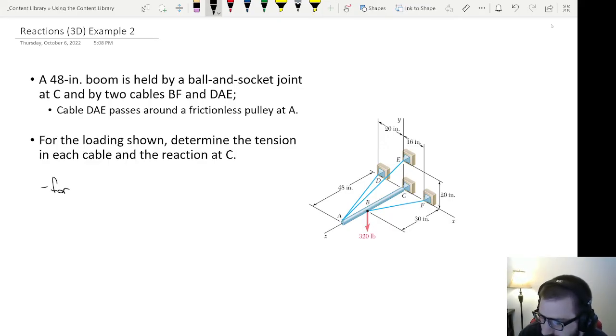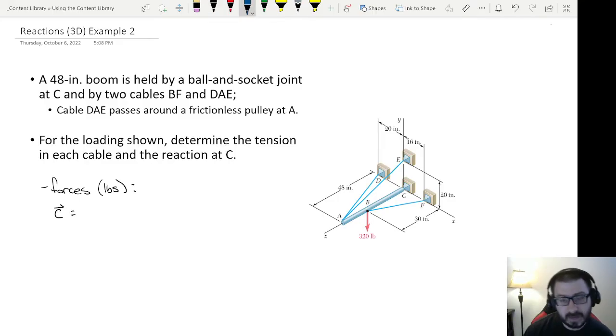Okay, so the first thing I'm going to do is take some time and describe the forces. I think it should go without saying that our forces are going to be in pounds, but I want to describe the force vectors that are going to be applied on this problem. The first thing I want to describe is my C vector, by which I mean the reaction at C.